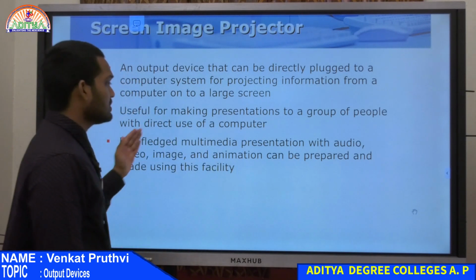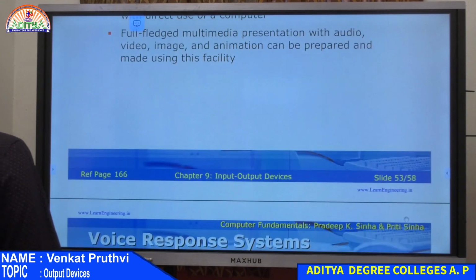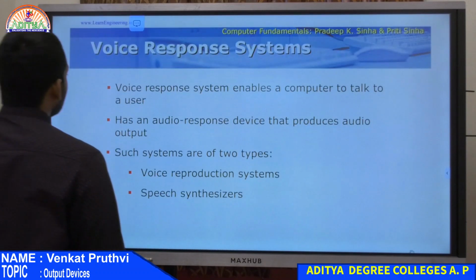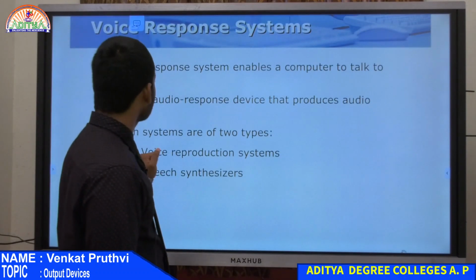So these can be prepared and made using this facility. Okay, so that is the screen image projector. And then we have one more, that is voice response systems. What do you mean by voice response systems?